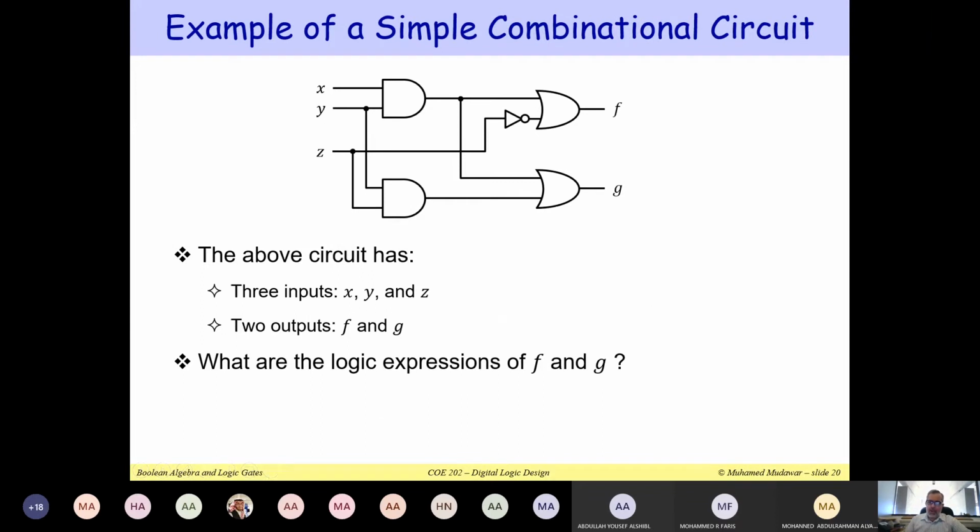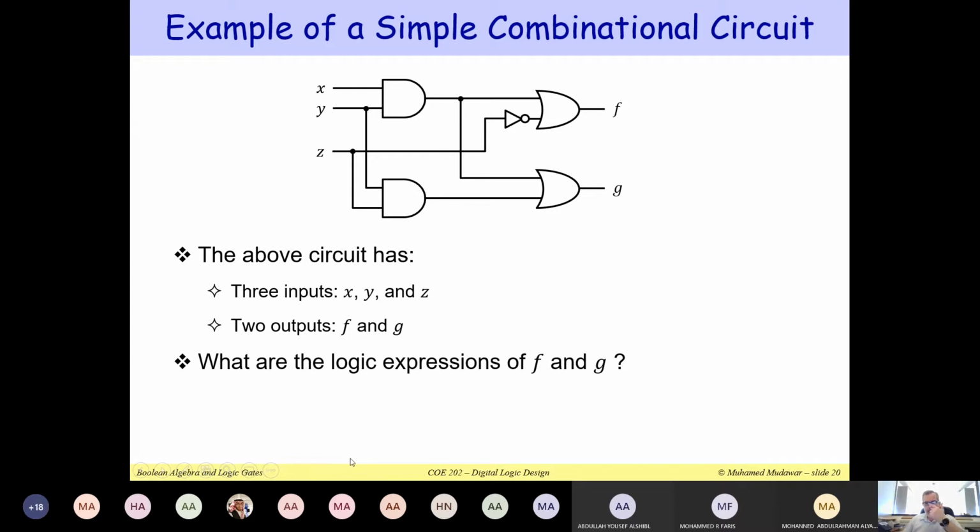Here's an example of a simple combinational logic. This logic has 3 inputs, x, y, z. These are called the inputs. And we have 2 outputs, f and g. So we have 3 inputs and 2 outputs.